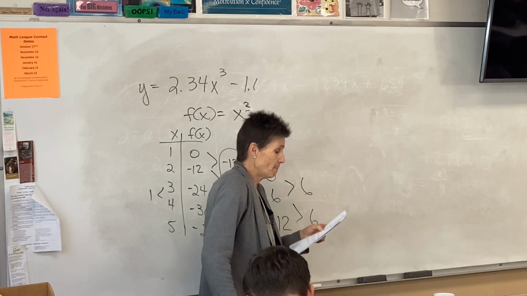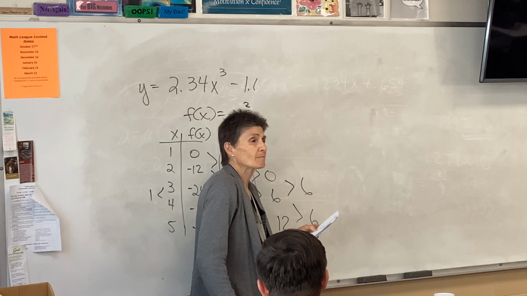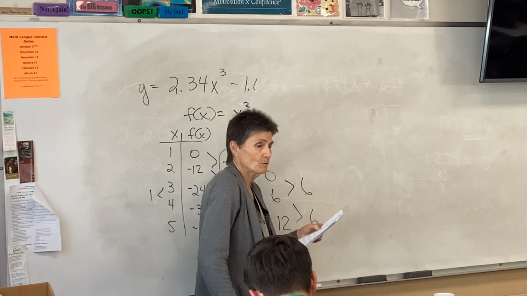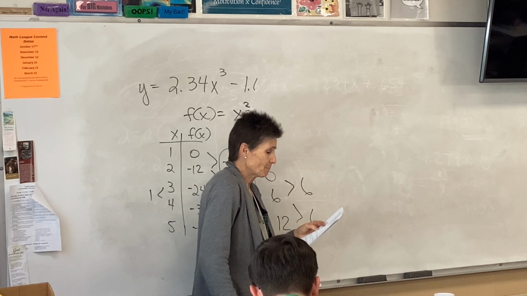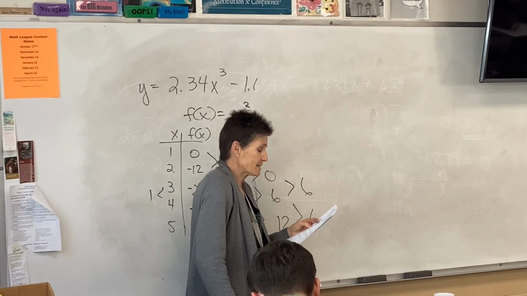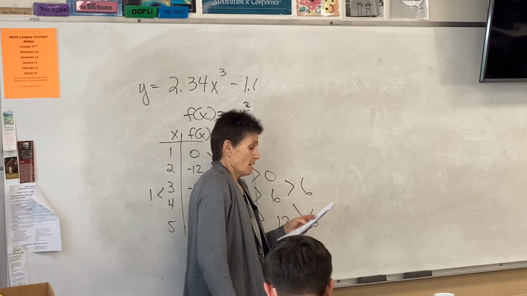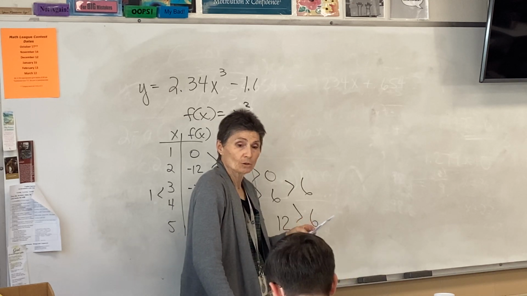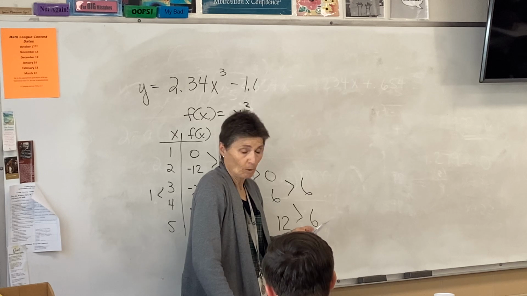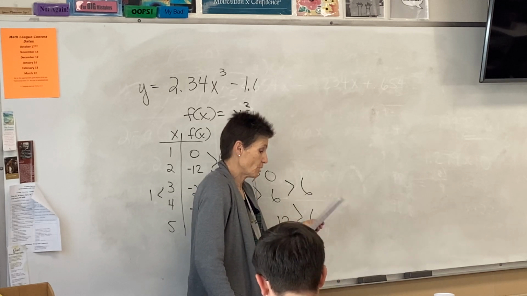Absolute maximum, none. See those arrows? None. Absolute minimum, negative 3, where x is negative 3. Words that I could be using instead of relative and absolute are local and global. Make sure you're familiar with both of those.